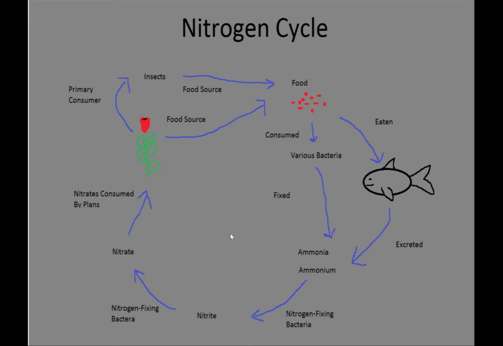Here's a basic outline of what happens. We are going to be using fish as a basic outline of how the nitrogen cycle works, basically because it is a lot easier to explain and understand the elements of the nitrogen cycle using this source.